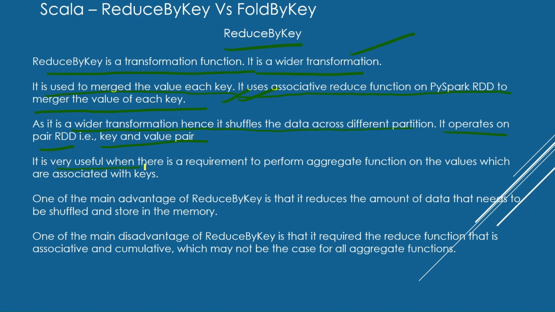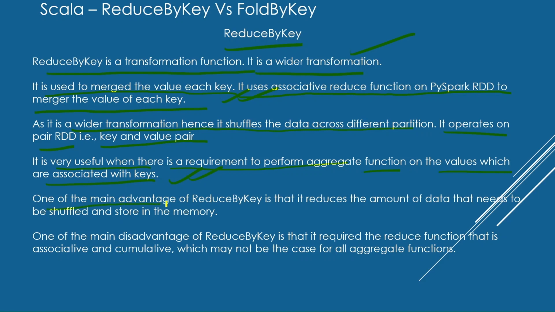It is very useful when there is a requirement to perform an aggregate function on the values which are associated with each key. Suppose we want to perform any kind of aggregation function like sum. What is the sum of the values for each key? Or max aggregation. What is the max value among each key? If you want to perform this kind of aggregation function on the values of each key, reduceByKey is going to help you out a lot.